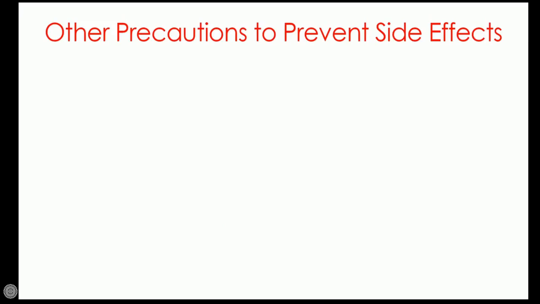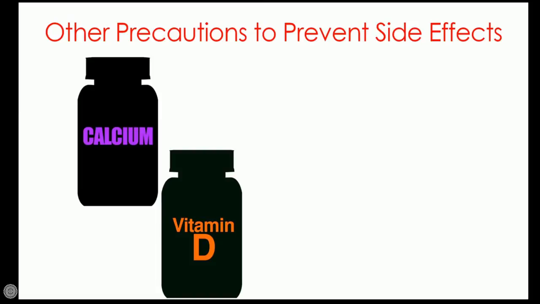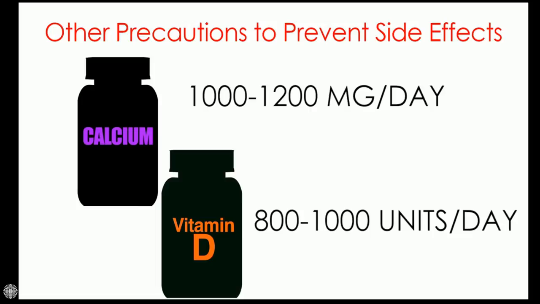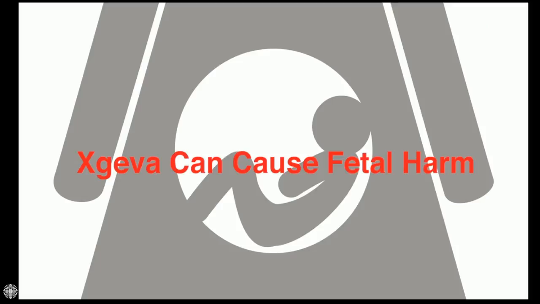One of the side effects that is serious is called osteonecrosis of the jaw. To try and prevent this side effect, a dental exam should be performed prior to beginning treatment with Xgeva. Another precaution to avoid side effects is to take adequate calcium and vitamin D. Women and men should consume calcium 1,000 to 1,200 milligrams per day, and vitamin D 800 to 1,000 units per day. Xgeva can cause fetal harm, so it is important not to be pregnant or become pregnant while taking it.